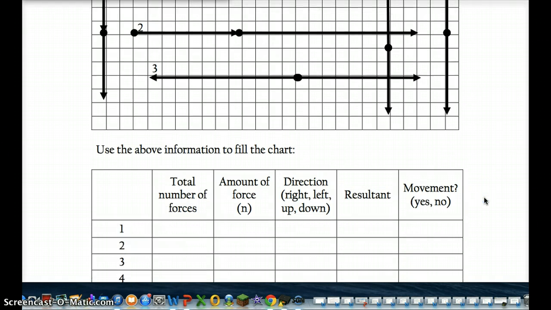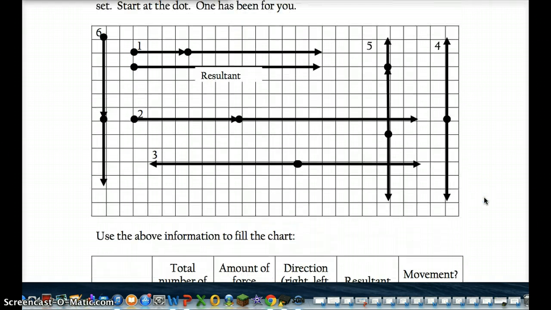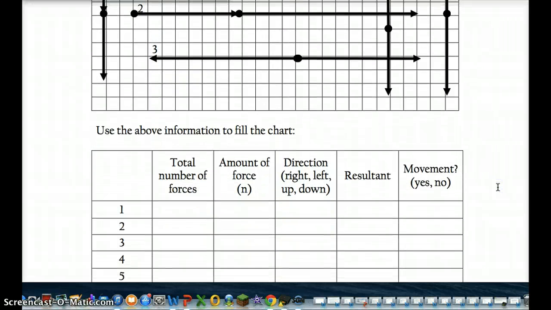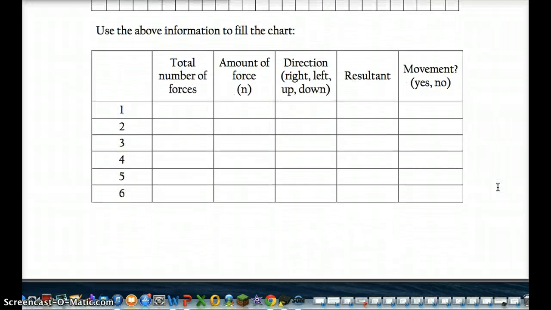So that means, is it balanced or unbalanced? It's balanced, right? Because there's no movement. All right, because it's 0, it's balanced. It's opposite direction, and they're both the same amount, 6 and 6. So 6 minus 6 is 0. Okay? So what you need to do is finish this, making sure to draw your resultants, and good luck.